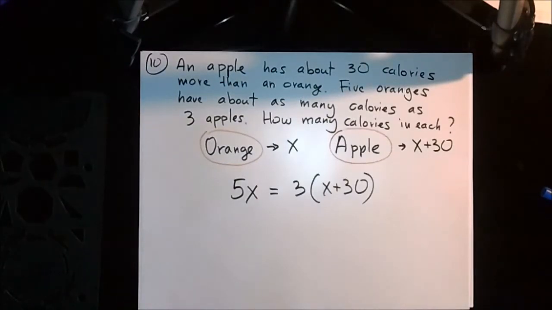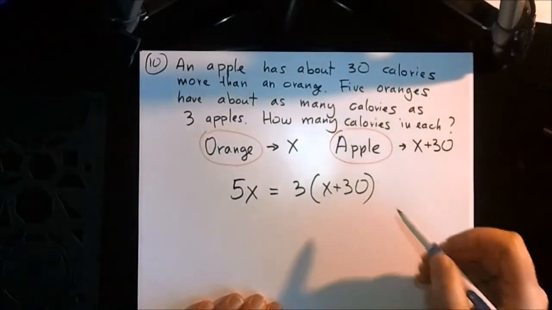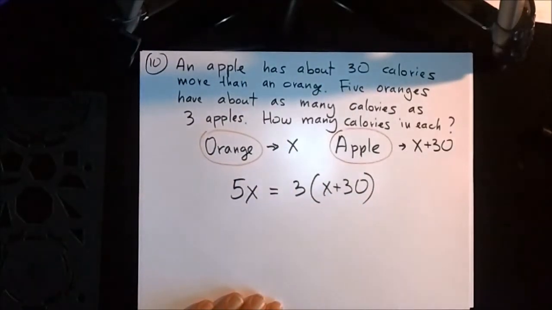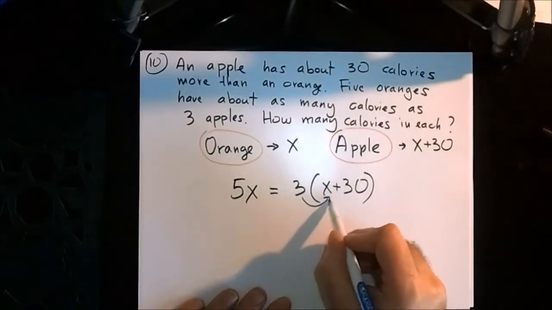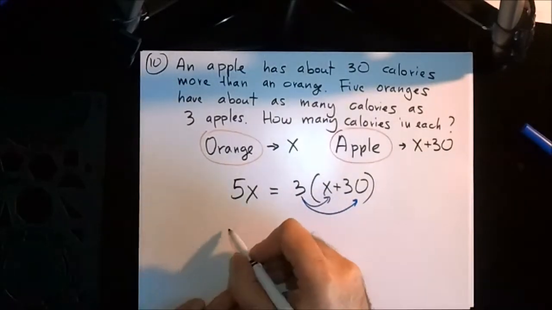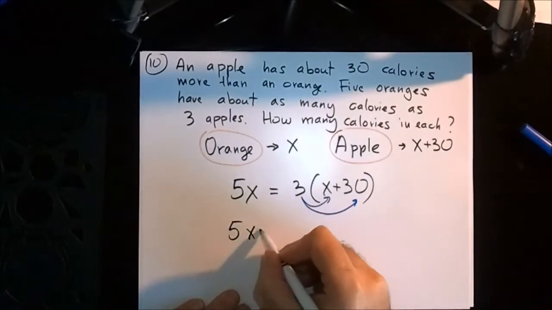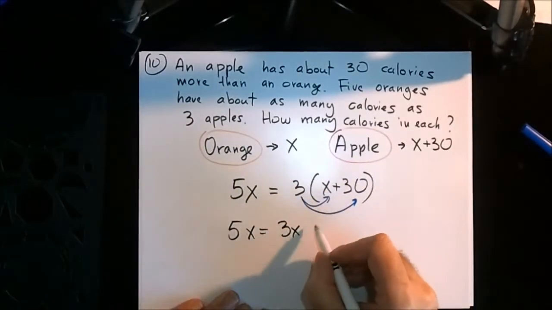Now that it's in this form, this is cake. This is not as difficult as many of the problems we did prior to this. I want to go ahead and break down, first of all, any questions on how I got here? You probably have some questions. Okay, I'm going to break down the parenthesis. And I'm not going to spend too much time doing that. 3 times X is 3X. 3 times 30 is 90.